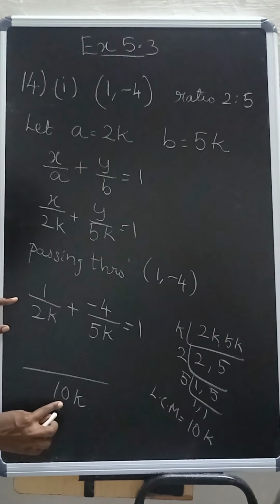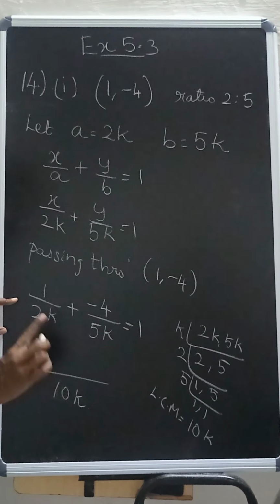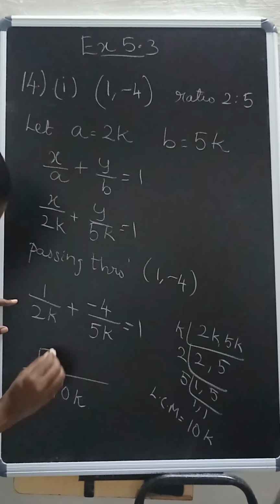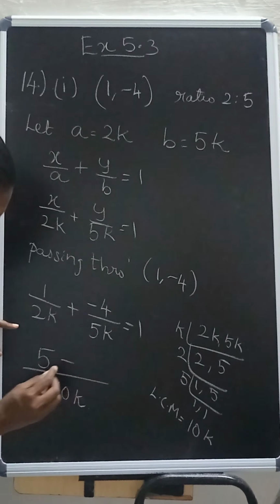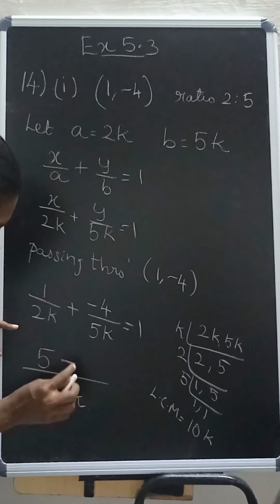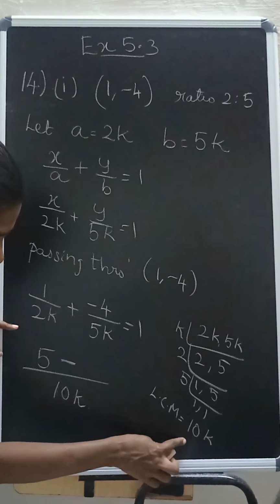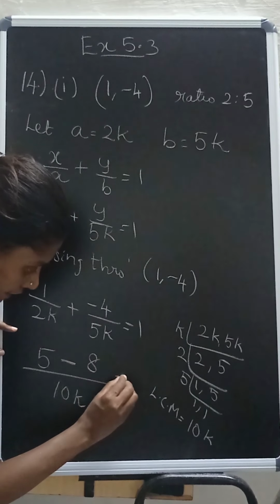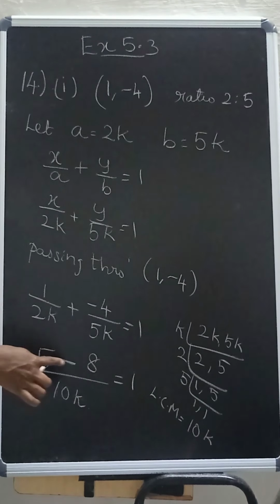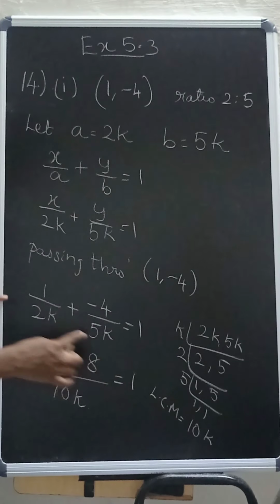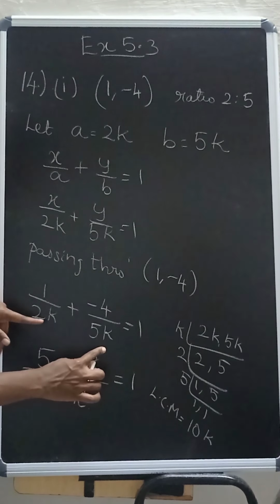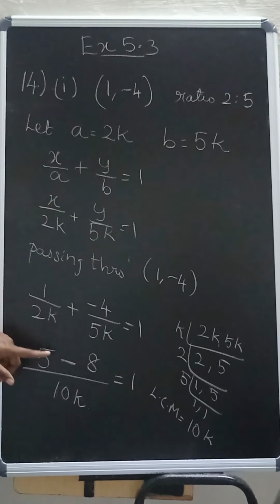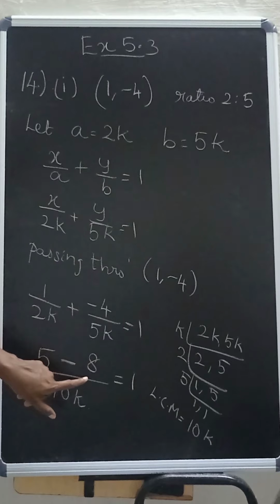Now 2k into what will give you 10k? 2k into 5. So you can write 5 here, minus, plus minus minus. 5 into 2 will give you 10. So 4 2s are 8 is equal to 1. Don't put a k here because k is already present in both these things. So 2 5s are 10 and 4 2s are 8. So 2 into 4 is 8 equal to 1.